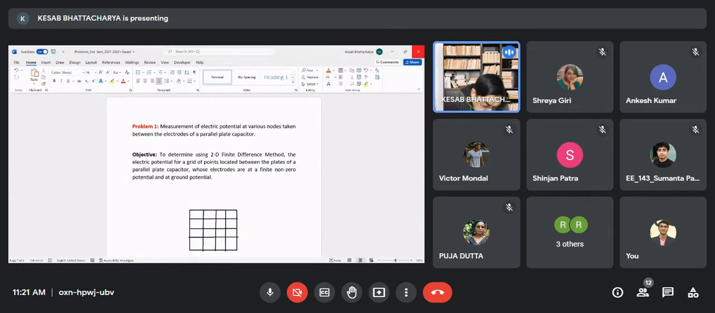From Sumanto up to Puja. Sumanto, Ankesh, Pawan, Sinjan, and Rishabh: for these 5, you consider V to be 8 kV. And for the rest, that is for Victor, Shreya, Anish, Rahul, and Puja, you consider V to be 6 kV.